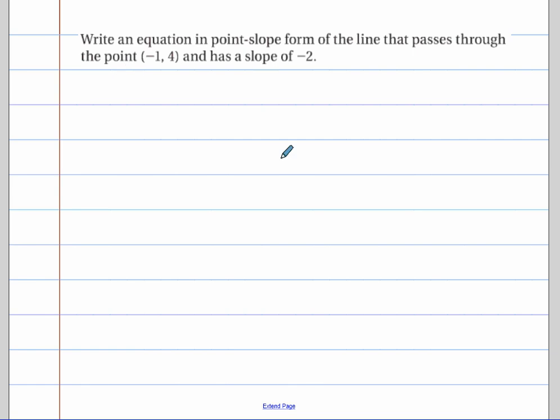It says write an equation in point-slope form of the line that passes through the point -1, 4 and has a slope of -2. So I'm immediately going to think of my formula. I've got y minus y1 equals m times x minus x1. So I know that my slope is going to be -2, so I'm just going to write -2 right here because I know that that's my slope. And my x value in this case is -1.